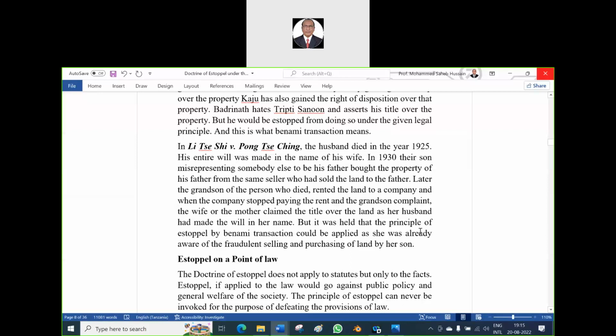Later, the grandson of the person who died rented the land to a company, and when the company stopped paying the rent, the grandson complained. The wife, the mother, claimed the title over the land as her husband had made the will in her name. But it was held that the principle of estoppel by Benami transaction could be applied as she was already aware of the fraudulent selling and purchasing of land by her son. So here, a fraudulent transaction was made under the Benami. At that time, if she knew it, later on she cannot stop it.